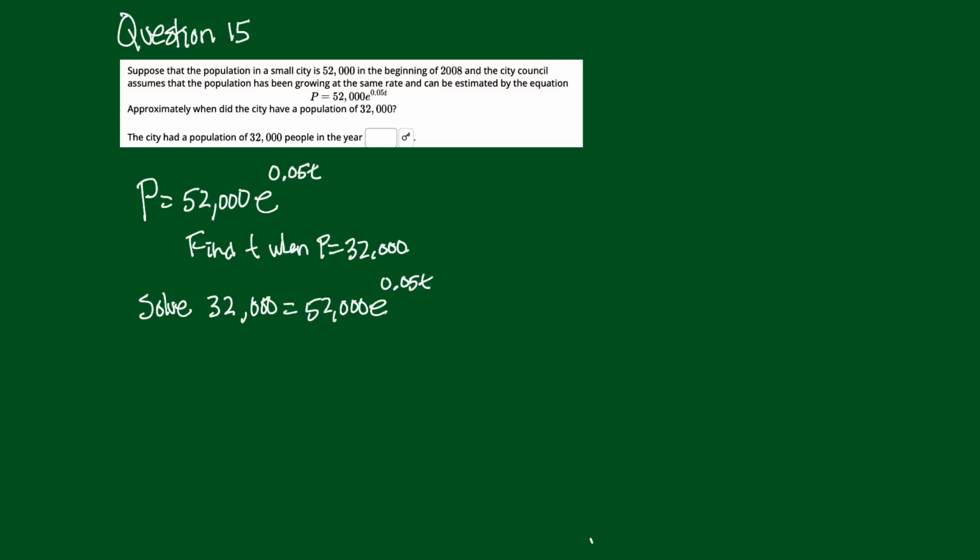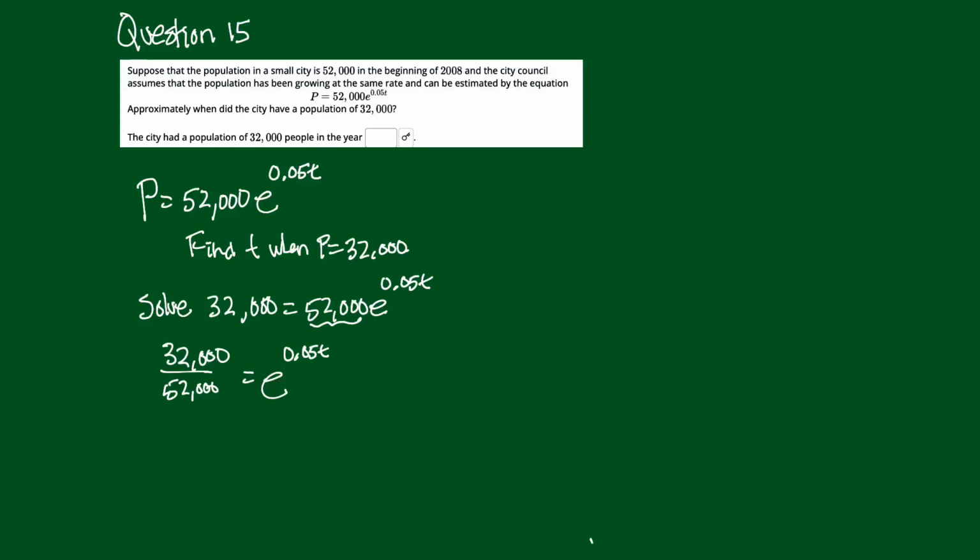All right, well, t is going to have to be negative, don't you think? Because right now the population is 52,000. It's growing at 5% a year, and we want to go back and find out when was it 32,000. So let's divide by that multiplier, right? So I'm going to get 32,000 divided by 52,000. Now, do you see that we could just divide like that? I'm not going to do it. I'm going to have the calculator do it at the end. This is equal to e to the 0.05t. Now, take logs. And what log are you going to take?